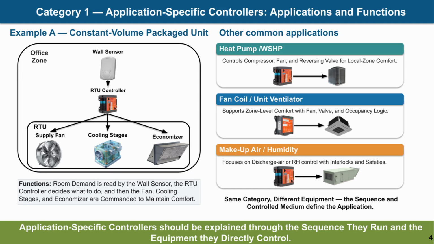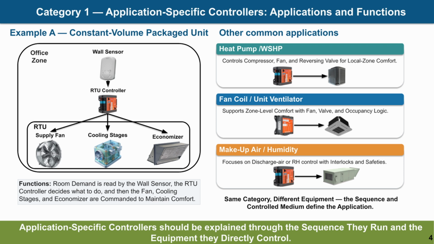On the right, the same category is extended to other airside and terminal applications. Heat pump and water source: heat pump controllers manage compressor, fan, and reversing valve logic. Fan coil and unit ventilator controllers support zone-level comfort using fan, valve, occupancy, and related logic. Makeup air and humidity controllers focus on discharge air conditions or relative humidity with the required interlocks and safeties. The message is that the same product category can serve different equipment, but the sequence and controlled medium define the application.